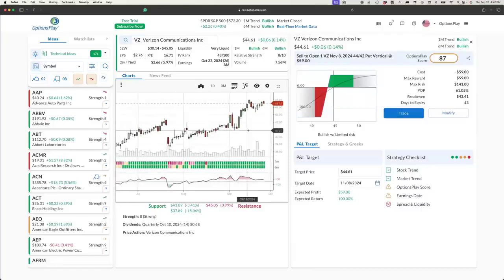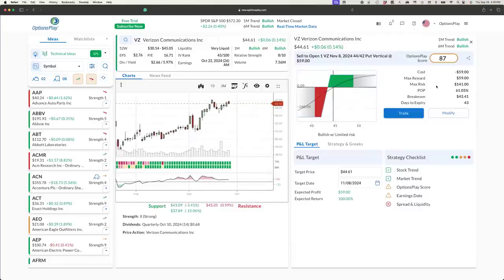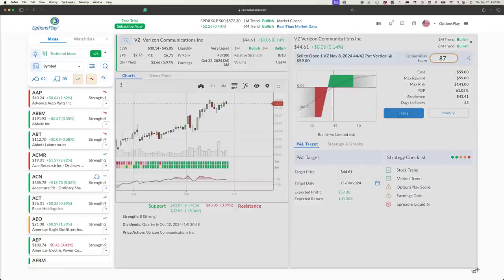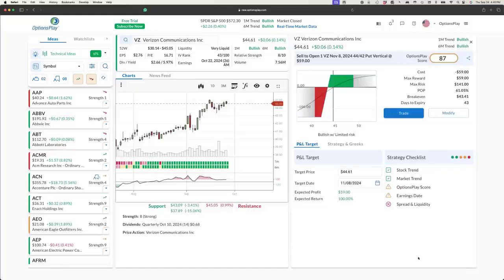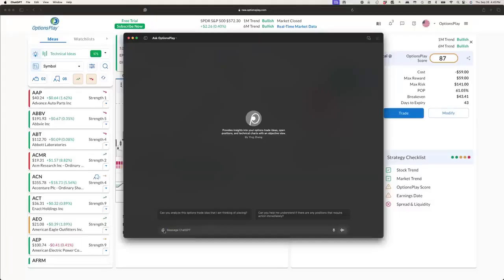We put out a bullish note here on Verizon. Maybe you want to look at selling a bull put spread on Verizon. So what you can do is take a screenshot of the trade idea that you're looking at. Here, I'm just taking a screenshot of the middle and right-hand panel. And what I'm going to do is simply upload this into ChatGPT.